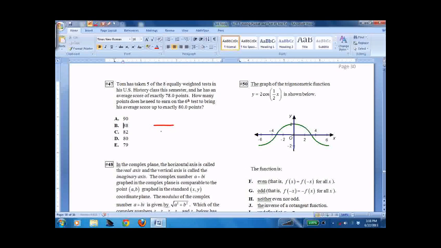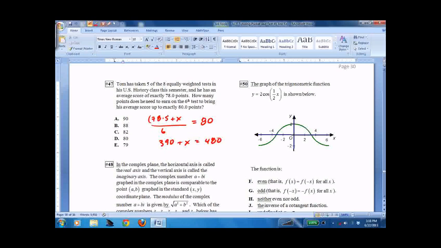Well, if we did average, we'd add up all 6 of these. And right now we know that the first 5 add up to 78 times 5, because when you take an average, you divide by the number. Now he has to add up to some additional x and get 80 points. So we get 390 plus x equals 480.